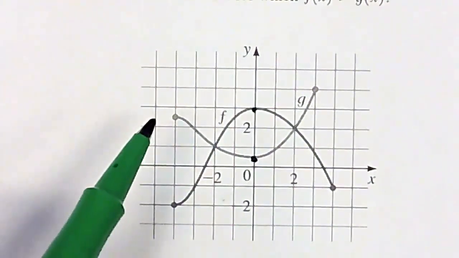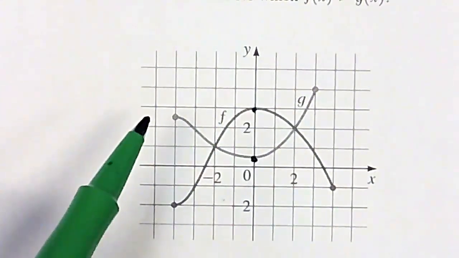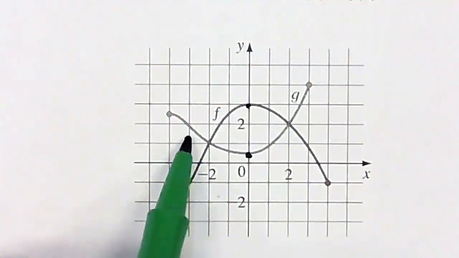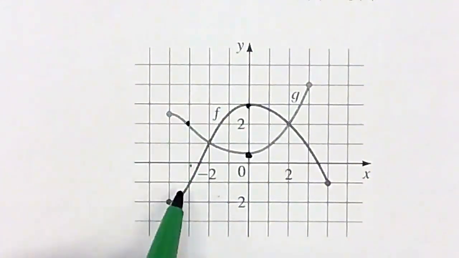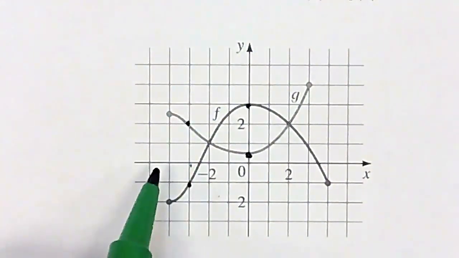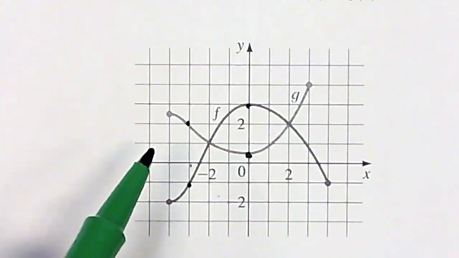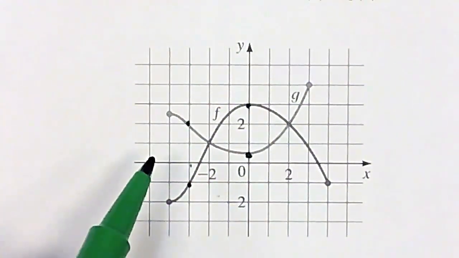Which one is larger? F of -3 or G of -3? We look at -3 on my X value. G is up here at 2. F is down here at -1. So obviously G is larger. So G of -3.